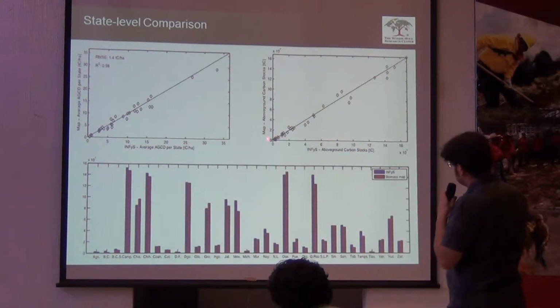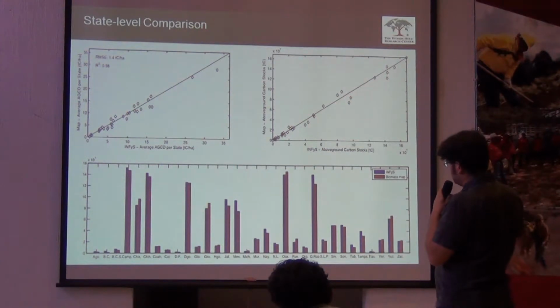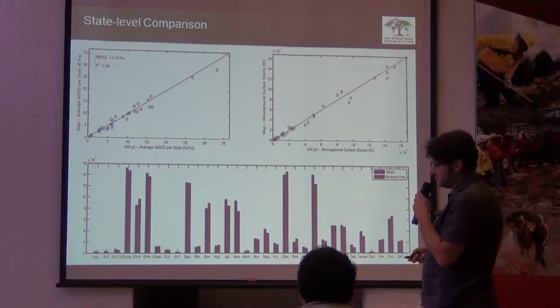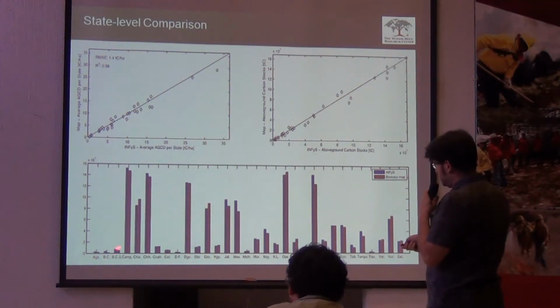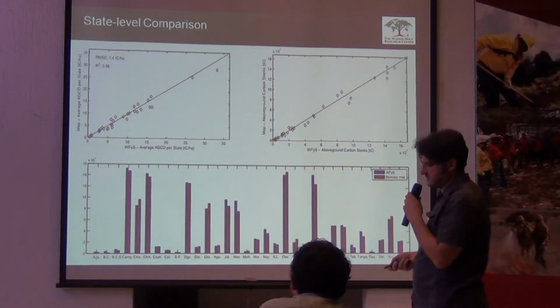And we find the same nice agreement when we don't look at the average, but at the total carbon stocks. And here you see a comparison for each state of how well the map and the INFIS statistics agree.